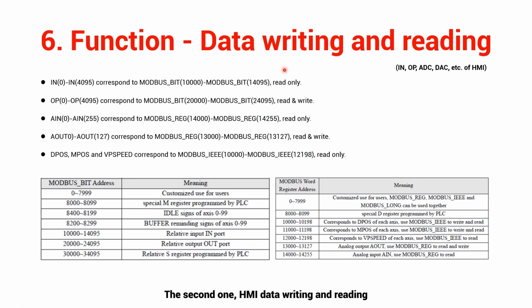The second one, HMI data writing and reading, such as IN, OP, ADC, DAC, etc. Controller input and output signals correspond to register space to save. Input state is saved starting from Modbus bit 10,000. It can only be read, which means you can't operate the input port through software. It needs to be triggered by external equipment. Output state is saved starting from Modbus bit 20,000. It can be read and written.